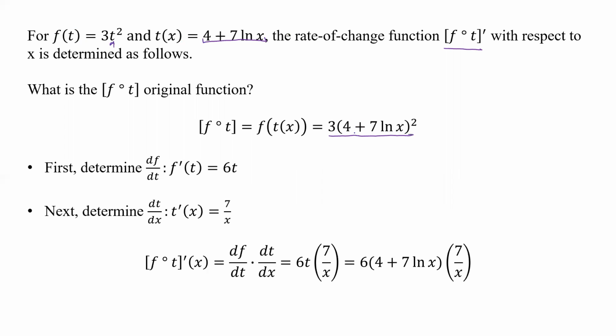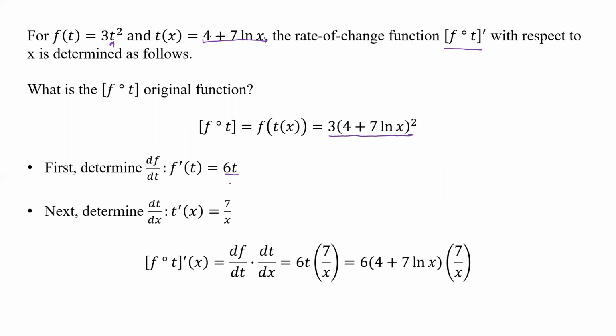Now, just doing that directly is not going to be easy, because we'd actually have to square this whole thing and then work our way through and get everything. But we don't have to do that. What we can do is first determine df dt. So take the derivative of this. Well, if we take the derivative of this, 2 times 3 is 6, t to the first.